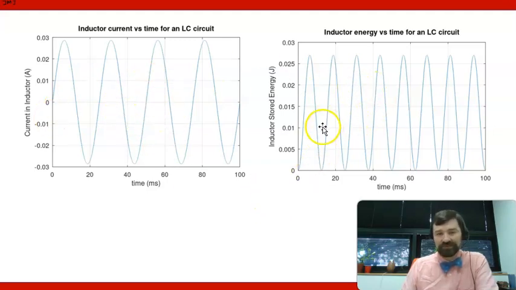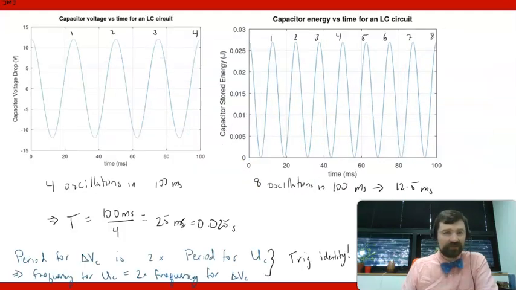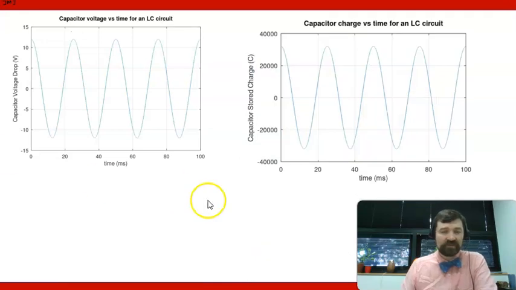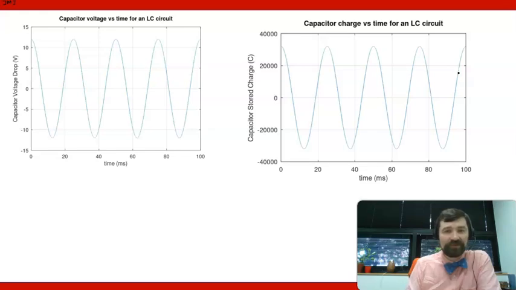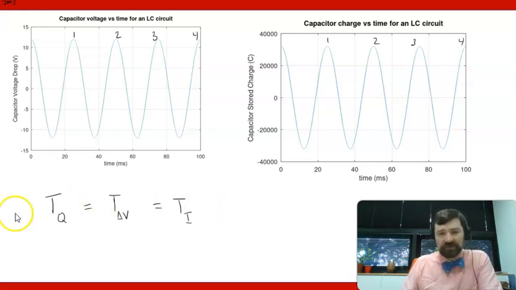Note that the other important factor is that the energy bottoms out at 0 in both cases, whereas the voltage drop and the current can be both positive or negative. Second thing to note is that we have the same frequency for both the charge and the voltage and also the current. We might express that by using charge, voltage drop, and current as subscripts for the period.